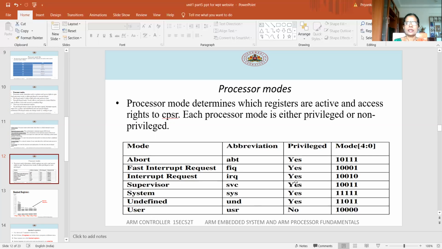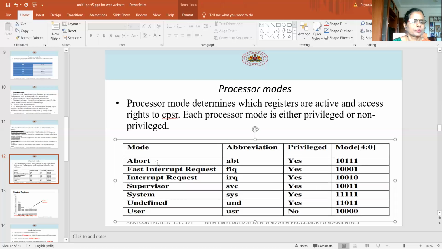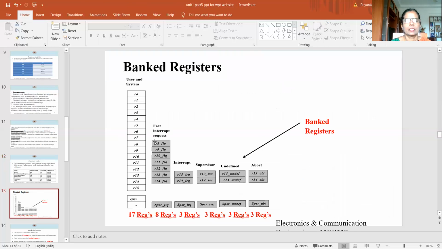Which are privileged here? I told you user is the only non-privileged mode, and all the remaining are privileged modes. So the answer is yes, yes, yes, yes here, and for user it is no. And I told you to remember the bit numbers from 0 to 4. All MSBs are 1. In the previous slide I showed from the user mode, and here they are showing from abort mode. So if you remember the previous mode, it is easy to remember. So this completes the different processor modes.